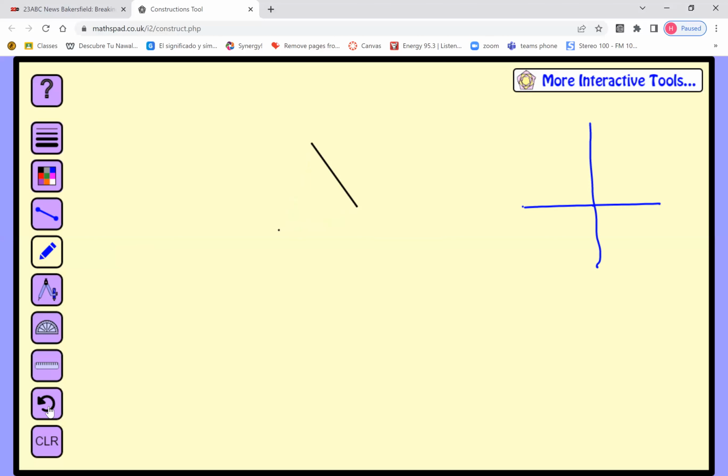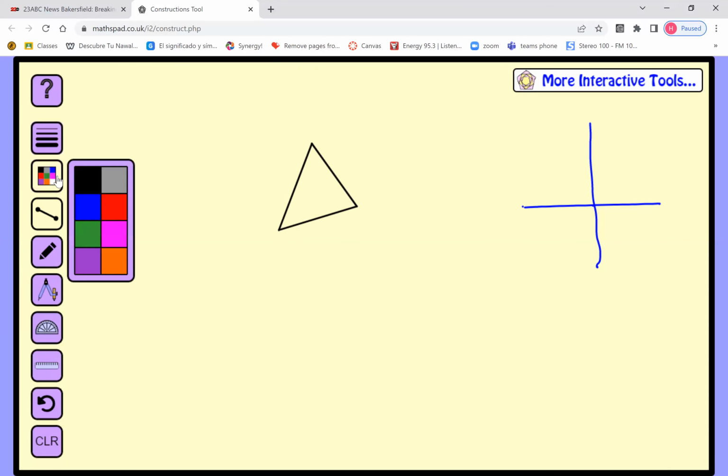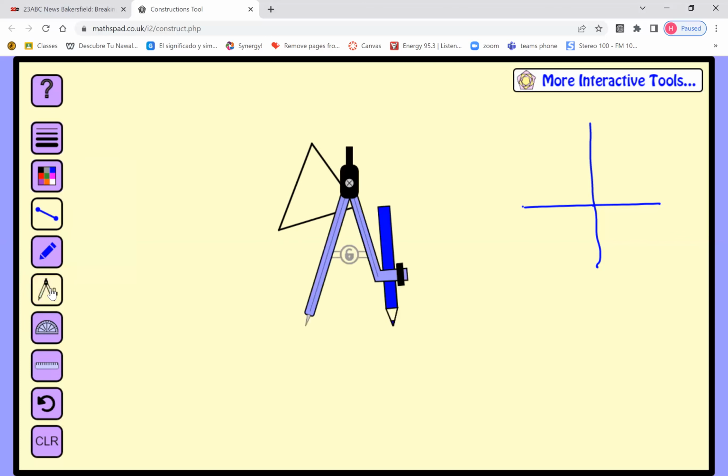So let me erase this. Let me change this to black again. I don't want to erase this. Okay, that was erasing. No, I don't want that erased. So, okay, again, I want to find the midpoint, and I'm going to follow the idea of perpendicular bisector. So let me change this to blue.